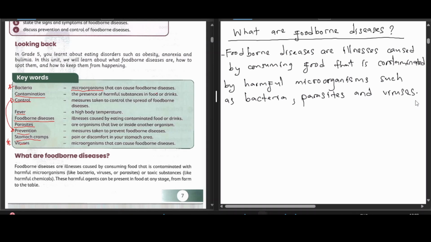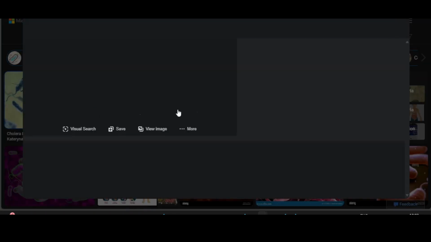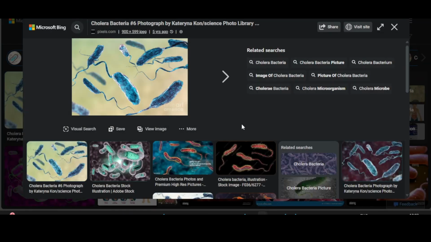So let me show you an example of the bacteria of cholera so that you can just have an example. So this is an example of the bacteria of cholera.